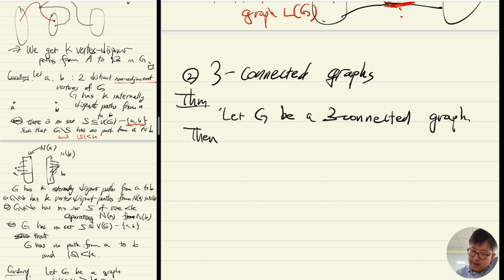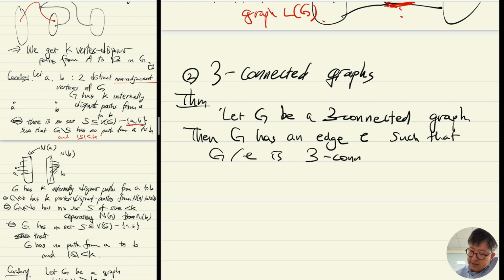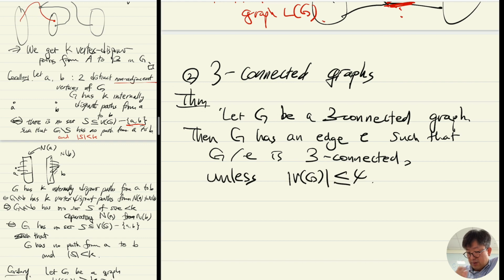then G has an edge E such that G contract E is also 3 connected, unless the graph is too small. I mean, unless the number of vertices is equal to 4.